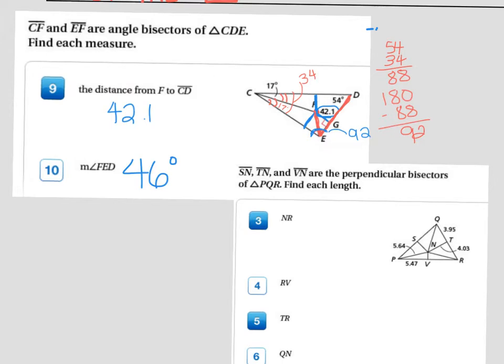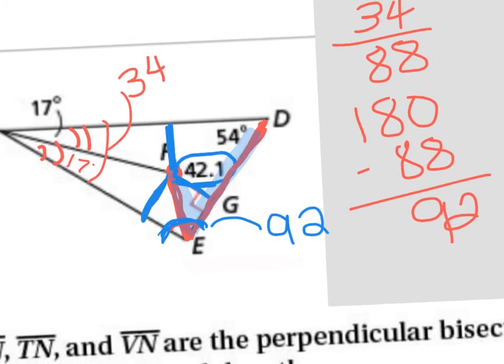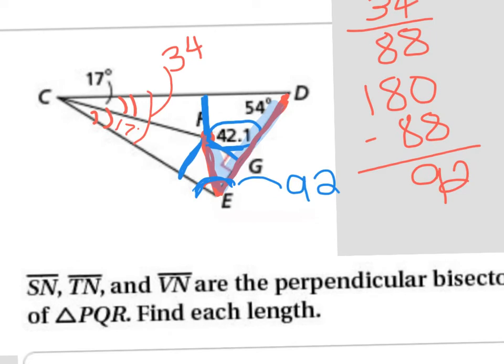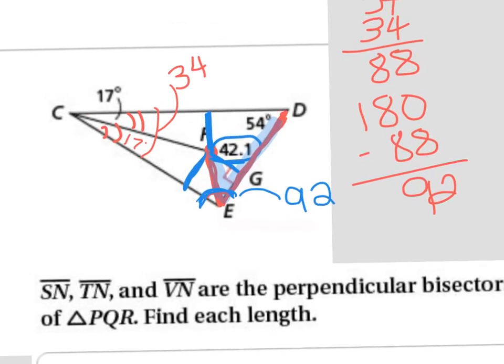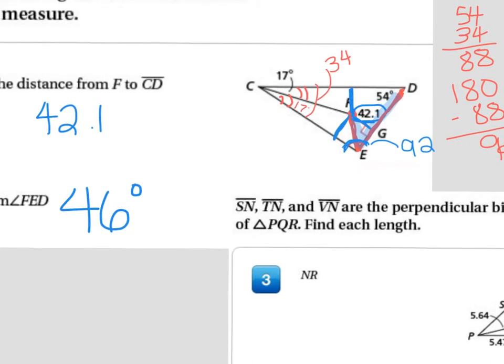When you got 92, what did you do? Then you have to cut it in half because 92 is the whole angle. So this whole thing is 92 and it's only asking for this angle in here. So you have to cut it in half. How did you get 92? 17 and 17 and then 54. Add those together. Subtract it from 180. You get the missing angle, which is 92. And then it wants half of that. So the final answer is 46.